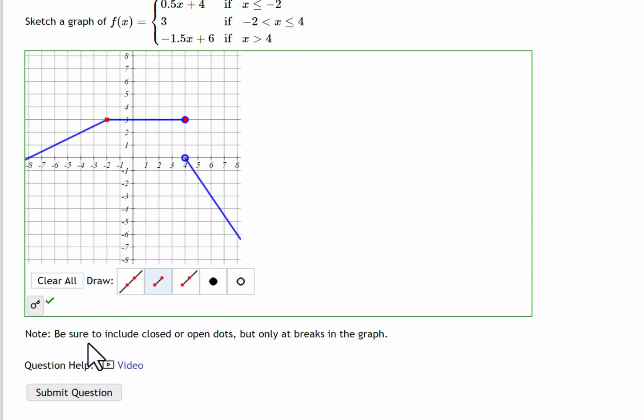Remember to pay attention to the little notes that will help you in the homework. Notice this note says be sure to include closed or open dots, but only at breaks in the graph. That says where we didn't have a break in the graph, we did not have to put the extra point.